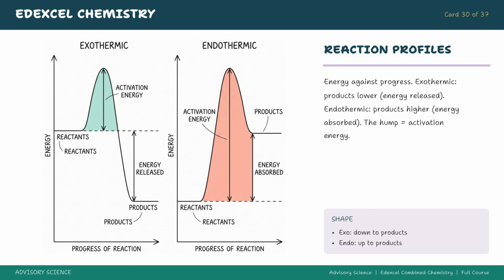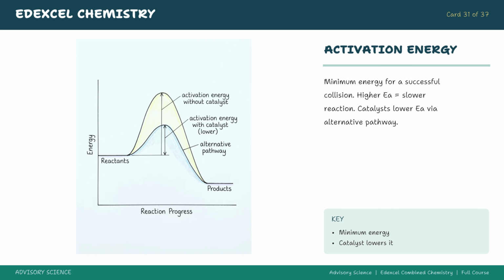Always label 3 things on a profile: reactants, products, and the activation energy. Lots of students forget the activation energy label and lose an easy mark. Activation energy. Activation energy is the minimum energy needed for a collision between particles to actually result in a reaction. A higher activation energy means a slower reaction.